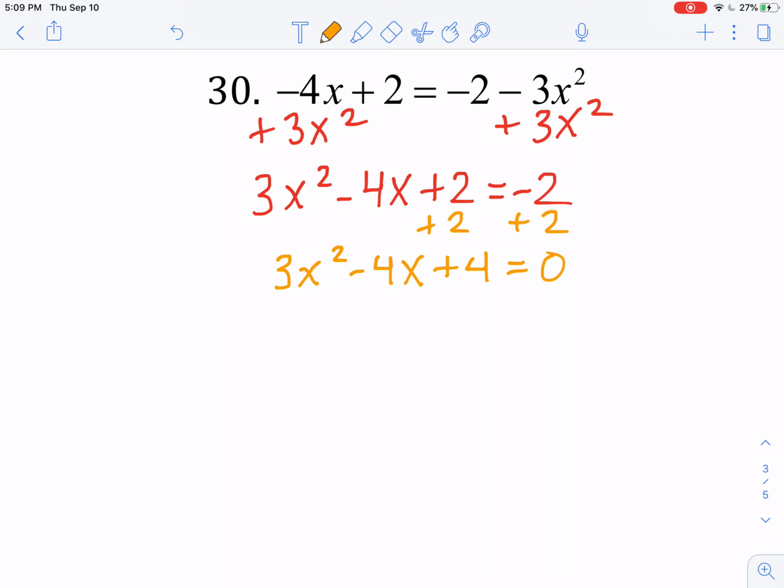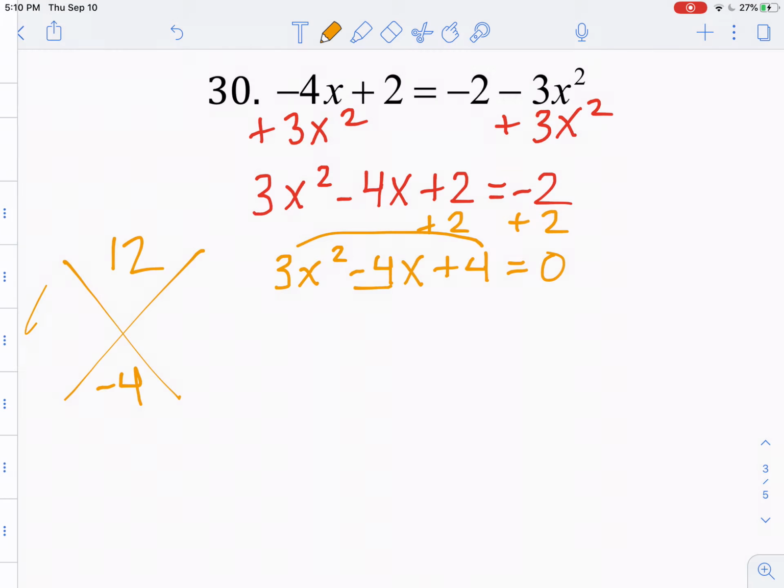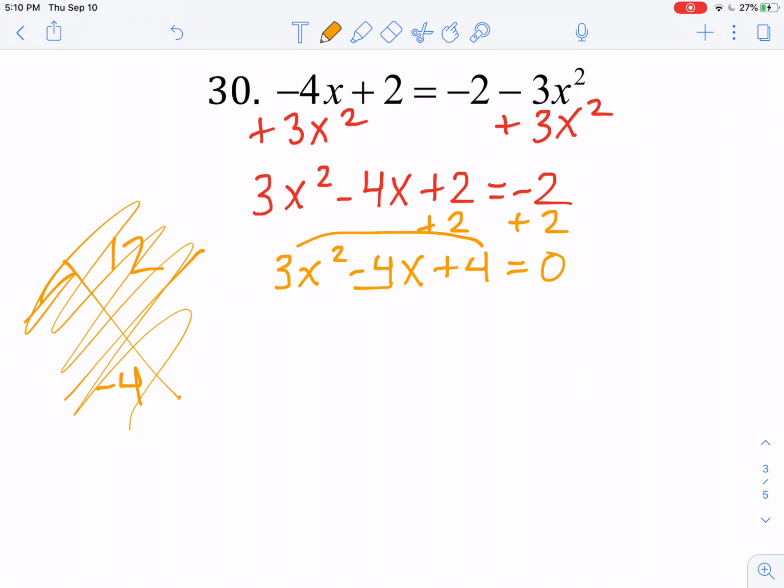All right, so we've got our equation. I'm going to attempt to do big X and see if it works. Notice there's an a that's not 1, so I need to on top do a times c. So 4 times 3 is 12, and then b, negative 4, goes on the bottom. Are there two numbers that multiply to a positive 12 but add to a negative 4? No, there's not. I can't multiply to a positive 12 and add to a negative 4. So I'm going to have to use the quadratic formula.